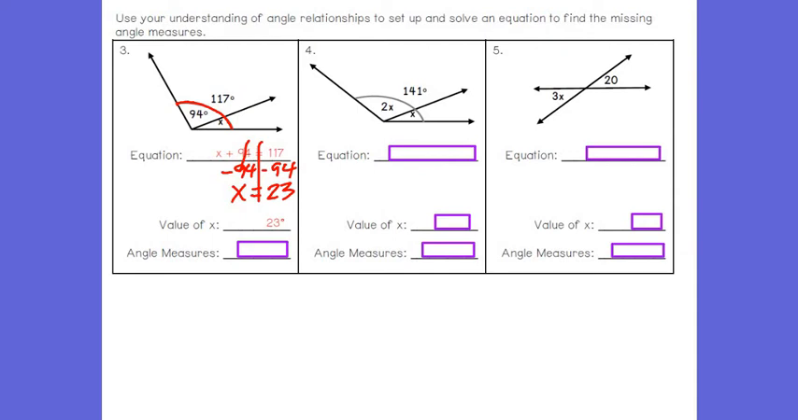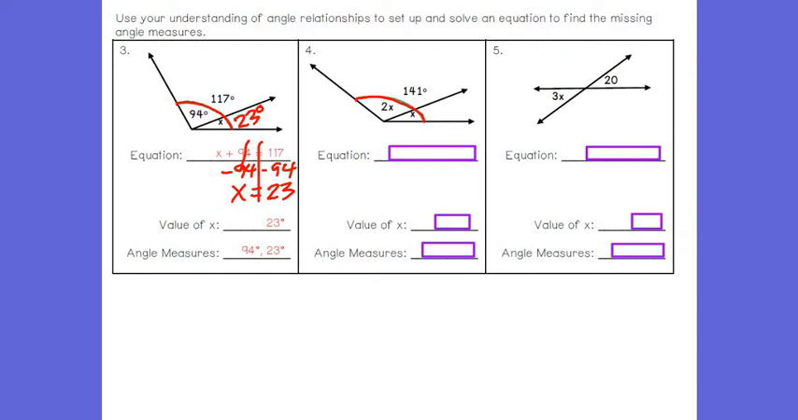So what is the measure of this angle then? 23 degrees. So then it asks for the angle measures. What were the 2 angles that added up to 117? 94 and 23. Okay, number 4, what vocabulary word? Adjacent. This time, they're adding up to 141.